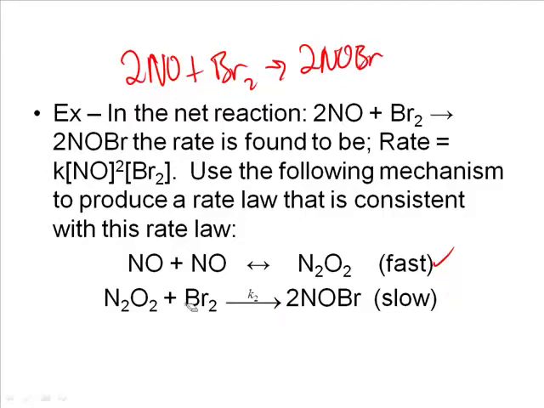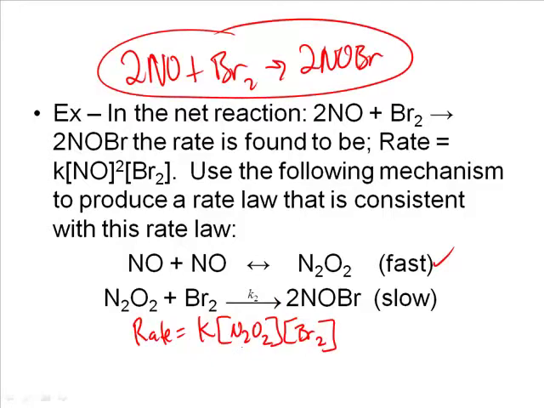So, if we take this second reaction, the rate law should be rate equals K times the concentration of N2O2 times the concentration of Br2. Again, the problem is in our overall reaction, I don't see N2O2 at all. And the reason is because it's an intermediate.